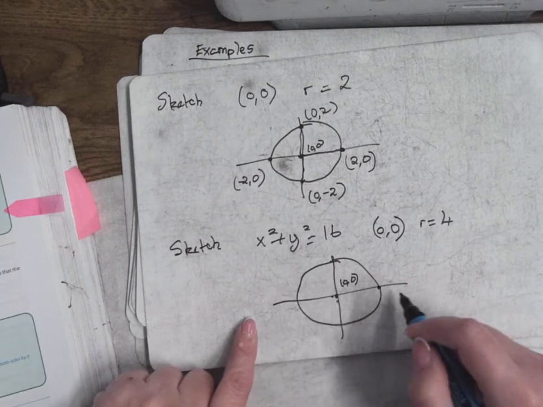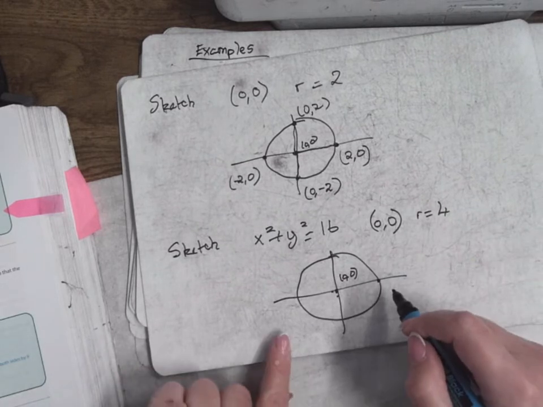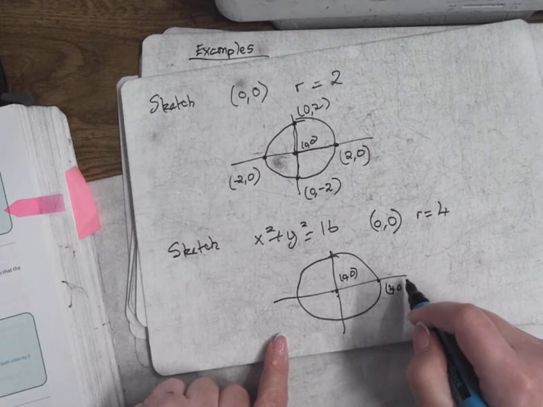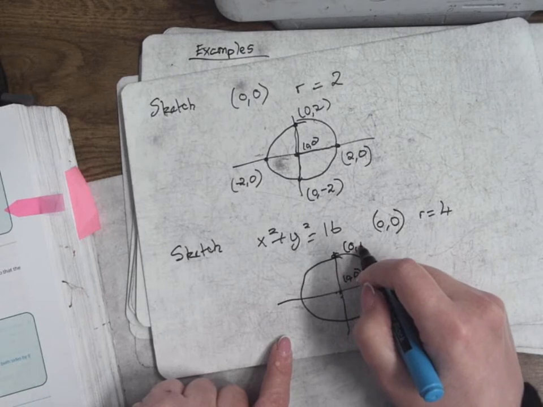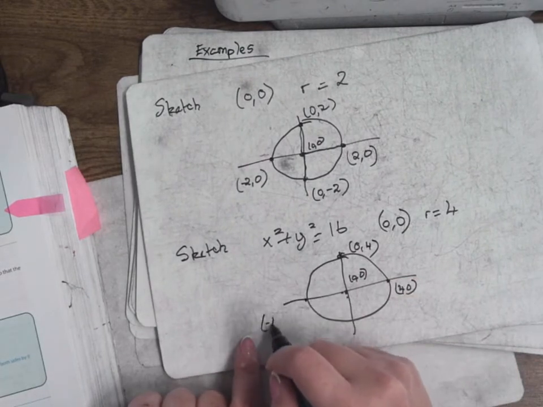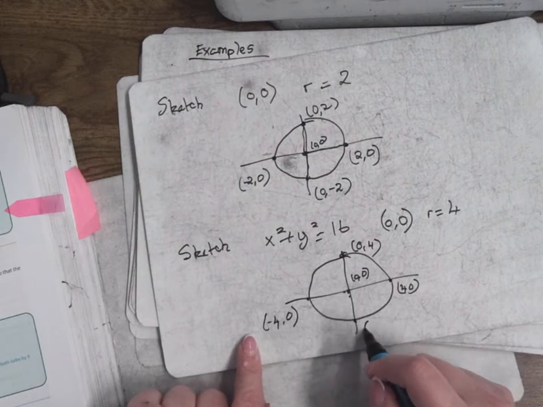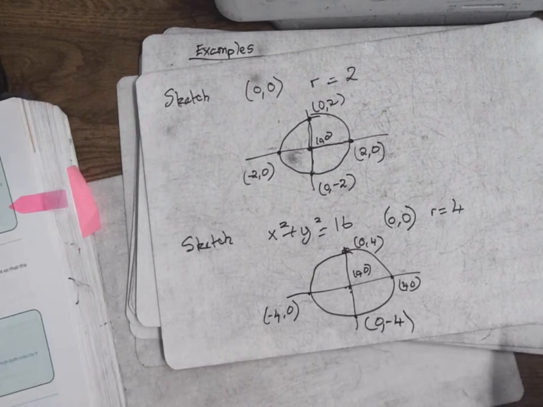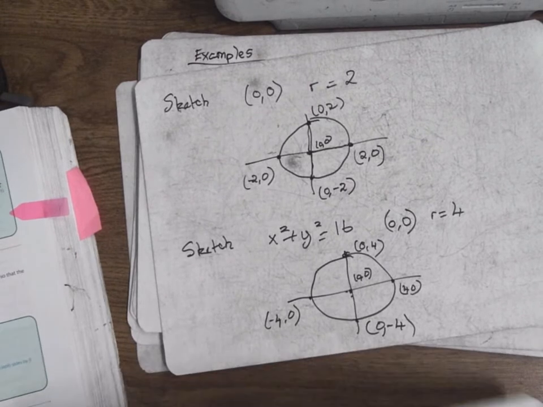What would this point be? From here to here would measure 4, wouldn't it? Because it's a radius, so that would be what? 4, 0. What would this point be? 0, 4. What would this point be? Minus 4, 0. And what would this point be? 0, minus 4. I think that's just section 1 of that.